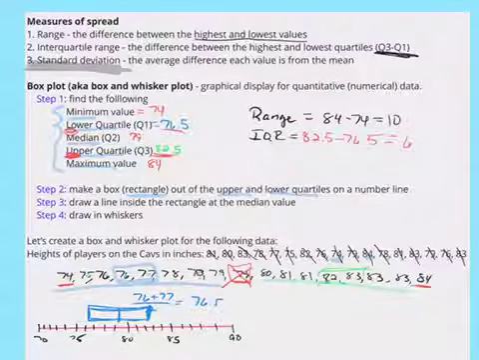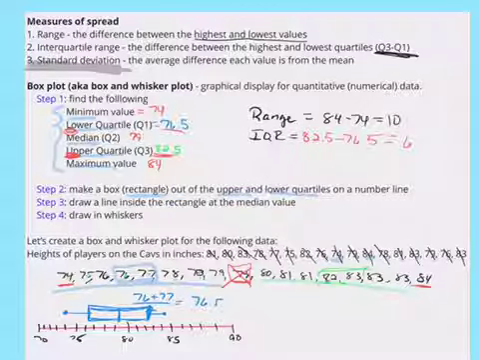And then I'm going to end it by drawing the whiskers. The whiskers are going to be connecting your minimum value to the side of the box, the maximum value to the side of the box. So I have a minimum value at 74. I'm going to put a dot there, and I'm going to connect it to my box. And then I have a maximum value at 84. I'm going to put a dot there and connect it to my box. And this is what your box and whisker plot looks like.